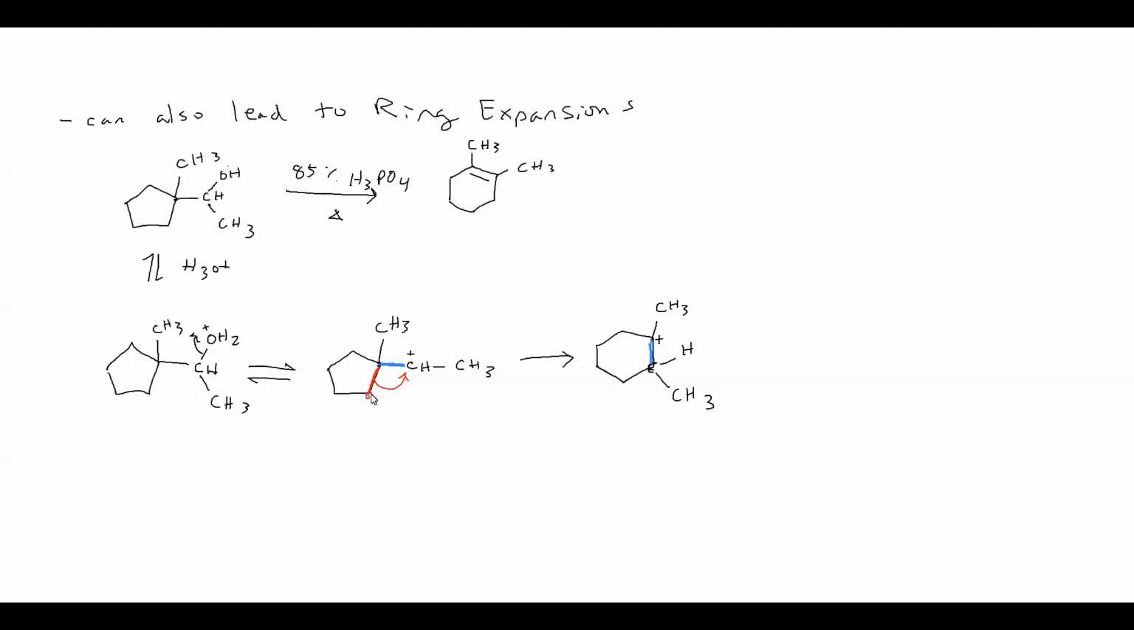And this carbon right here is this. Okay, so we're shifting the red electrons over to form this bond. And then once we've done that, okay, by the way, I did not draw this arrow reversible. Okay, once we expand to our 6-membered ring, this is not going backwards.